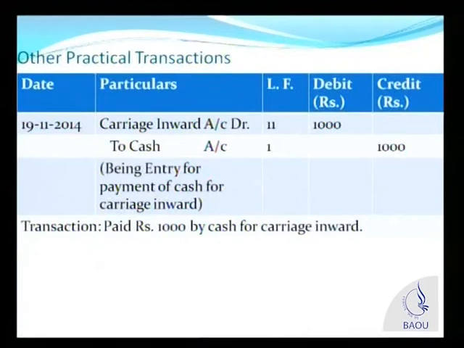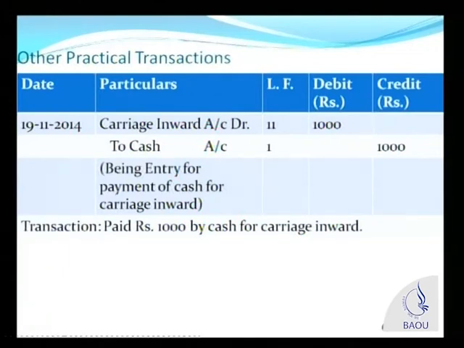Welcome back, friends. We continue our discussion on how journal entries are recorded in the journal in the books of Dinesh Corporation. The next transaction that we are going to study is: paid rupees 1000 by cash for carriage inward. Now, carriage inward is an expense, a revenue expense.